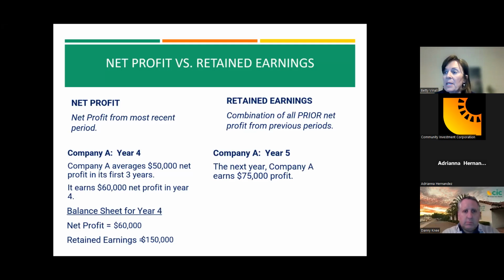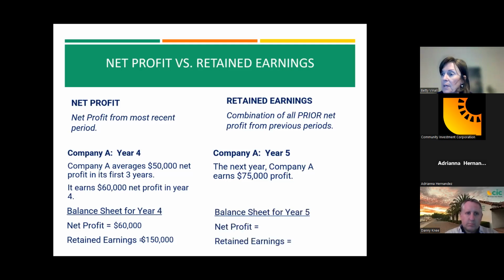Now we have company A on year 5. So in year 5, company A earns $75,000 in profit. So the balance sheet for year 5, the net profit is $75,000. And now we're going to figure out the retained earnings. So does anybody have a guess of the retained earnings here?